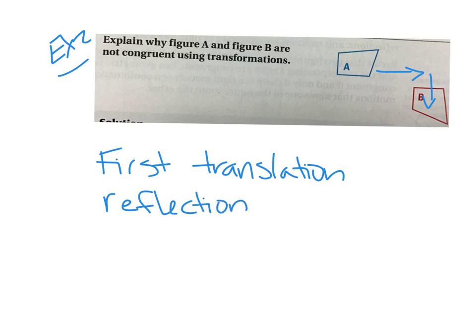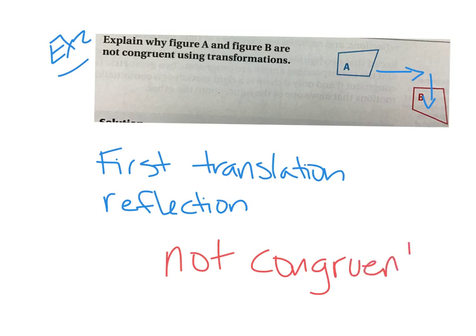But if I were to reflect that A, what do you notice about this angle compared to this angle? Look at it closely. This is a much taller side, isn't it, than this side? So this angle is much steeper. This is a very flat house. And this is a very tall house. Okay, so because the two transformations don't work, then the figures are not congruent. Make sense? Good. All right, let's look at example 3.